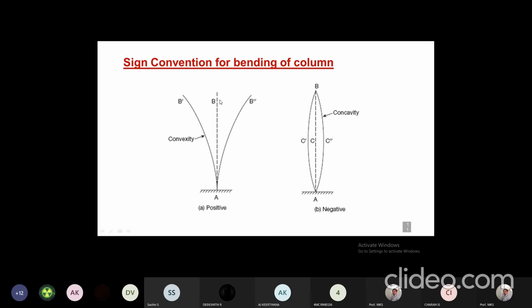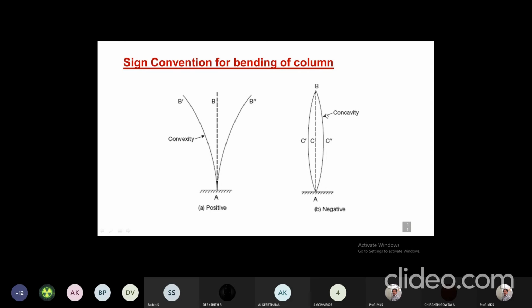So this is the initial straight beam, the dotted line shown. It is AB. AB is the straight column. After applying the load, if the column bends in this manner, either to B dash or B double dash, the convexity with respect to the initial straight column can be seen towards the initial column. If this convexity is seen, or if the column is bending in this manner, then we take that as a positive bending moment.